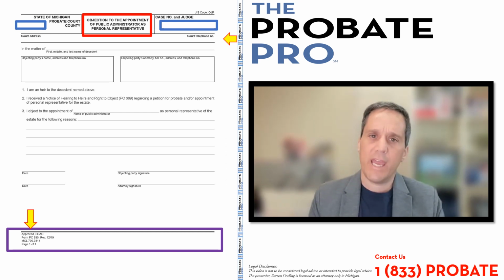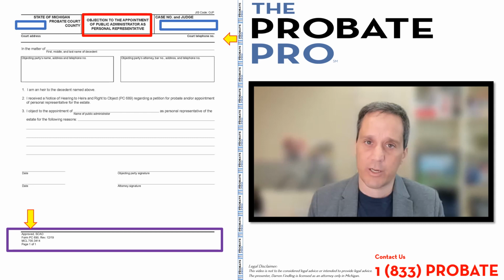It's used when a petition has been filed with the probate court seeking the appointment of a personal representative, and the personal representative that is being sought to be appointed is a public administrator. The statute allows for somebody that has a right or an interest to seek the appointment of a public administrator by virtue of a petition for probate. So this would be after the petition has been filed and now somebody wants to object to that nomination as a professional public administrator serving in the role of personal representative. This is the form that's used for that very narrow use case.